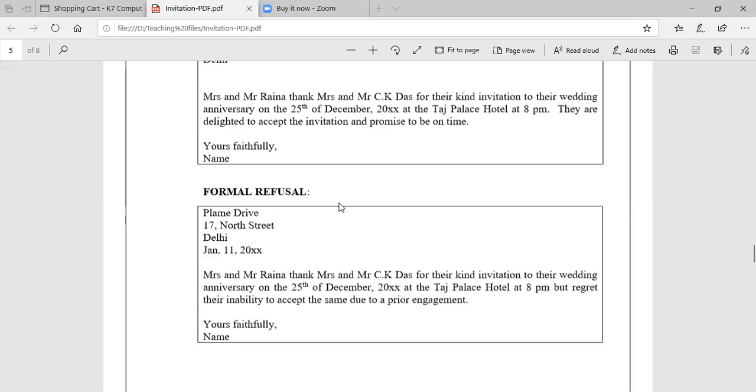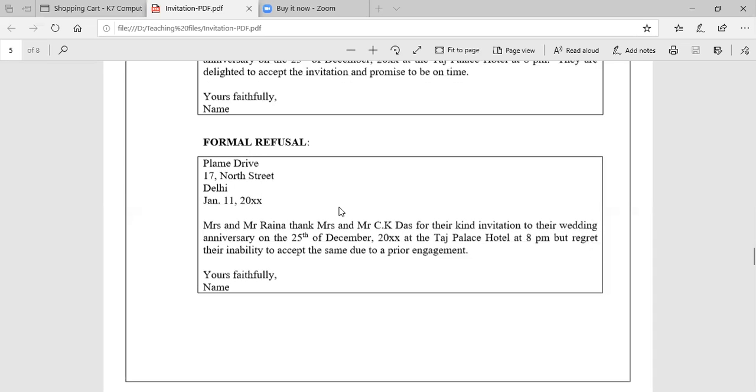Formal refusal is as it is, whatever we mentioned. But you can see the last few lines: Taj Palace Hotel at 8 p.m., but regret their inability to accept the same due to a prior engagement.